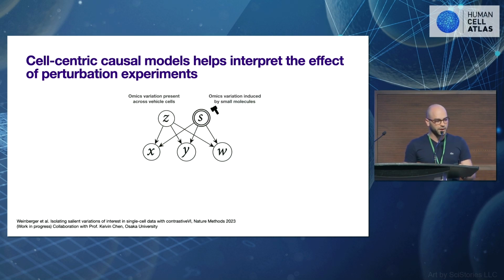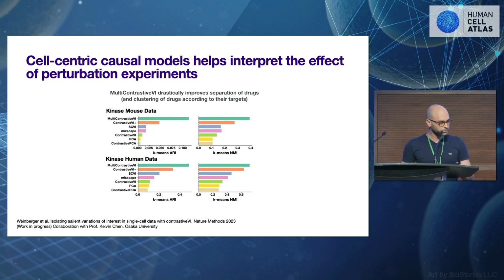S will be the omic variation induced by small molecules. So I'm going to activate new sources of variation, and I want to know what those are, and that will be targeted explicitly by the small molecules. Now we have gene expression measurements. We also measure surface protein, as I said, and intracellular protein measurements. So what can we do with this type of model?